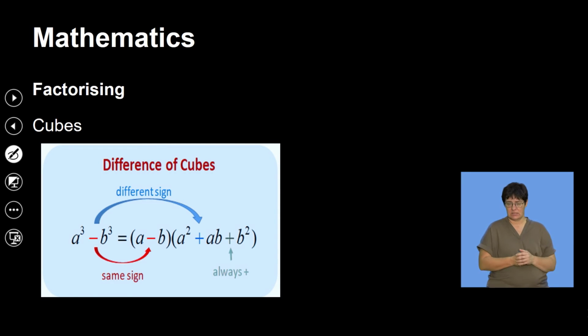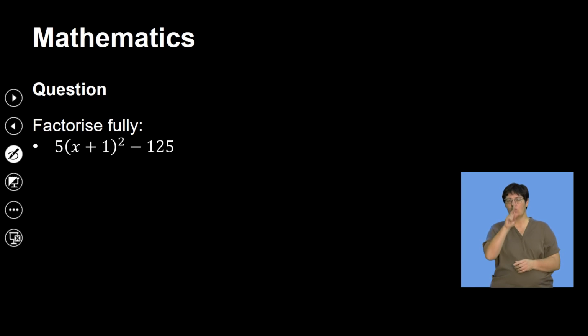Let's look at a difference of cubes. With a difference of cubes, it's still the same concept. If it's a minus here, my binomial will also have a minus. And then if it's a minus here, the second term of the trinomial will have a different sign, which is a plus, but the last term is forever a positive. Now let's look at some factorizing fully.